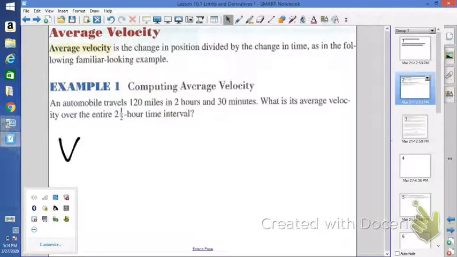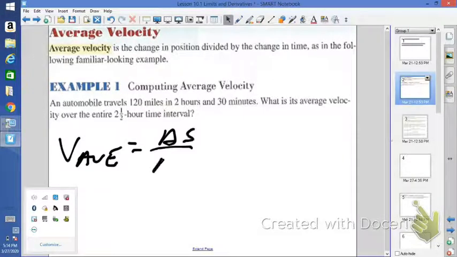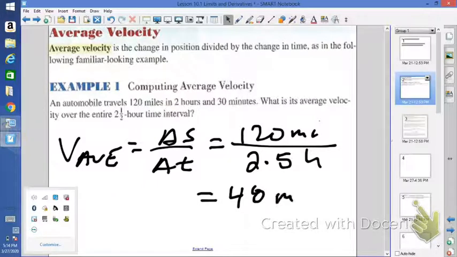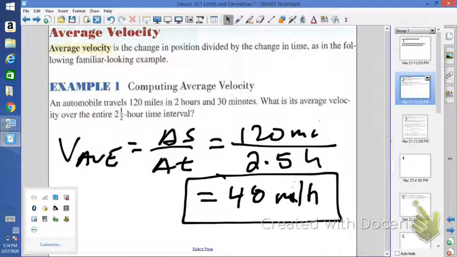Alright, so let's write out our velocity average. Our change in S, our change in position is 120 miles. Our change in time, now we're going to take 2 hours and 30 minutes and just write it in terms of hours. So that's going to be 2.5 hours. When we divide 120 by 2.5, we are going to get 48 miles per hour. That is our average velocity.